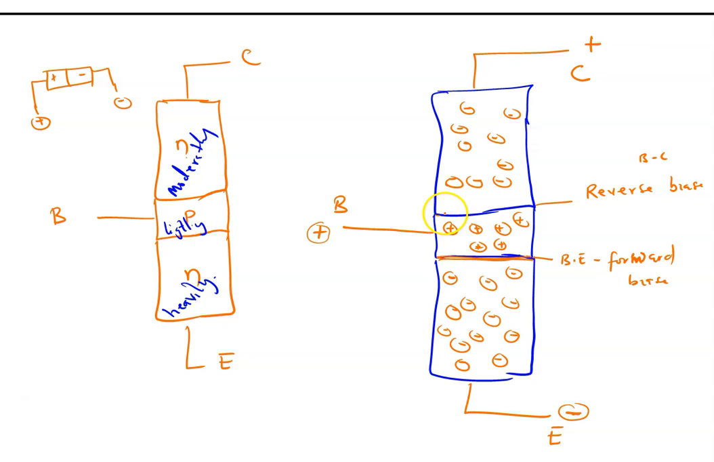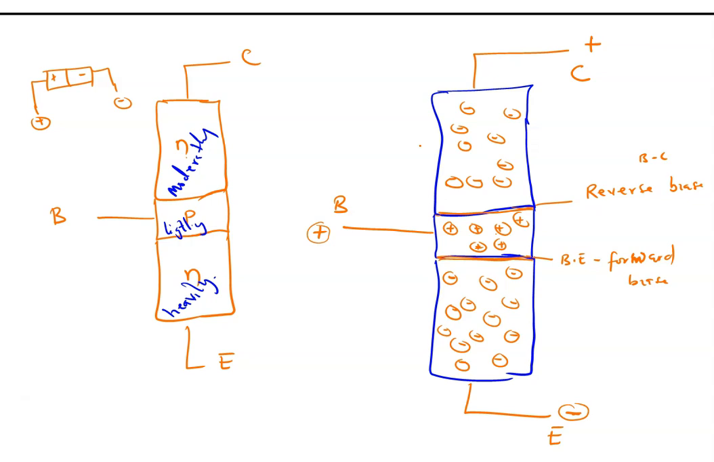And what about the BC junction? The negative is connected to the positive, and this side is connected to the negative. If we take just the base and the collector, the positive is connected to the negative, so it makes this side a reverse bias, since the negative is connected to the positive.